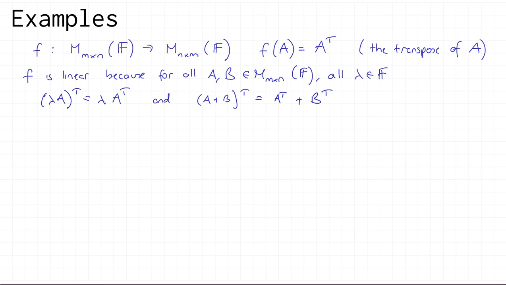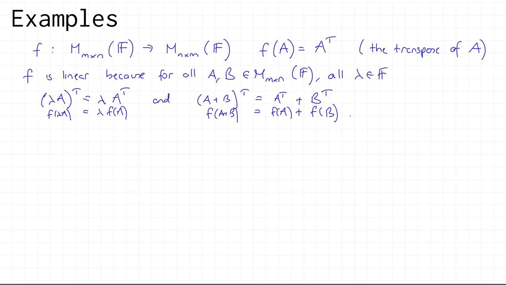So another way to phrase those identities would be to say that F of lambda A was the same as lambda times F of A, and F of A plus B was the same as F of A plus F of B. So this one says F of lambda A equals lambda F of A, and this one says that F of A plus B is F of A plus F of B. So what we have here is an example of a linear map.